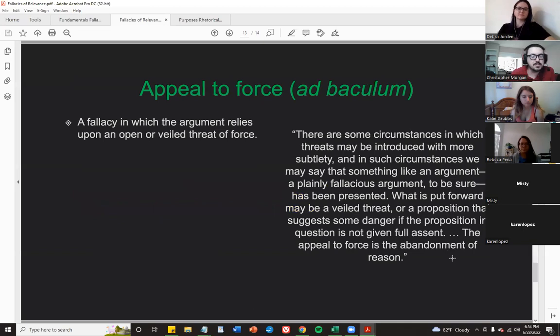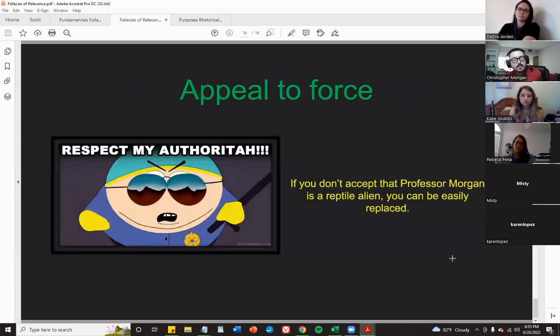Let's see. The appeal to force. A fallacy in which the argument relies upon an open or veiled threat of force. And this, ad baculum, it literally means the argument to the stick. It is the walk softly but carry a big stick of fallacies. And it doesn't necessarily have to be like, accept my argument or I will hurt you physically. It could be more nuanced than that. It could be something like, you should accept this position or certain bad things will happen. Example I have here: if you don't accept that Professor Morgan is a reptile alien, you can be easily replaced, right?